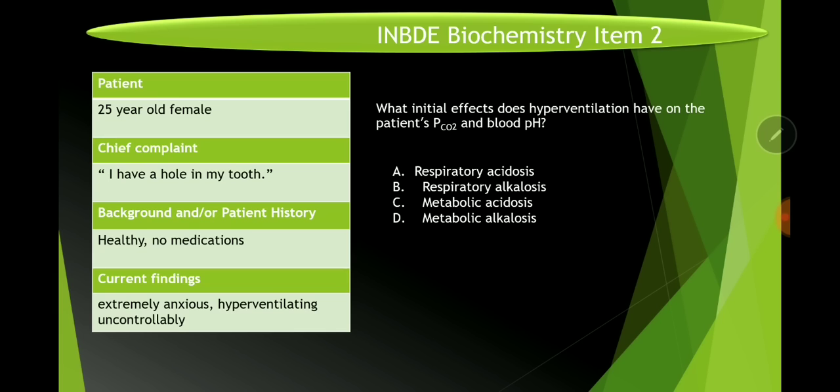hyperventilating uncontrollably. All right. So you ask yourself, this patient is hyperventilating. So what is the initial effect? What initial effect does hyperventilation have on the patient's partial pressure of carbon dioxide and blood pH? So we know the normal partial pressure of carbon dioxide is around 40, plus or minus 5.